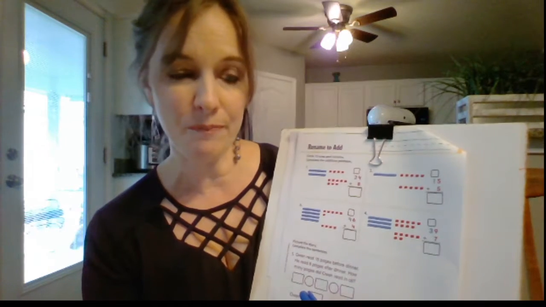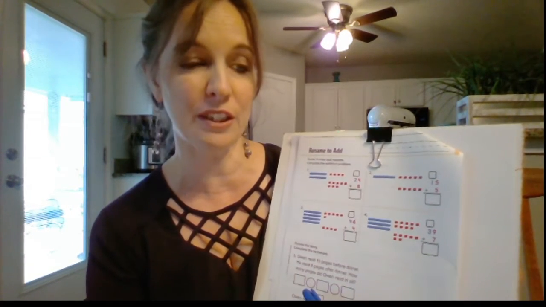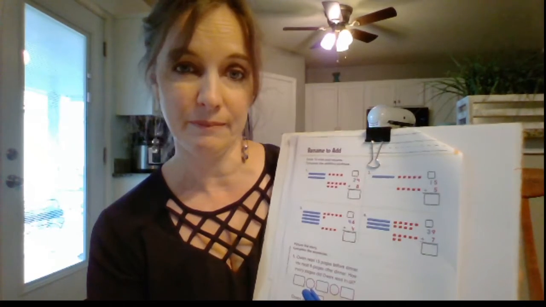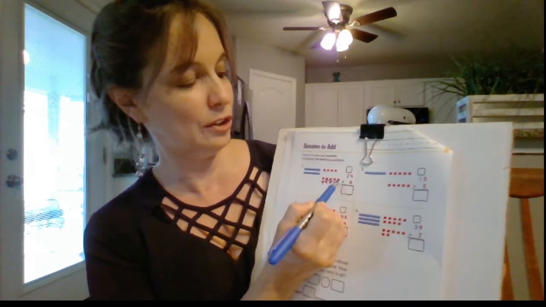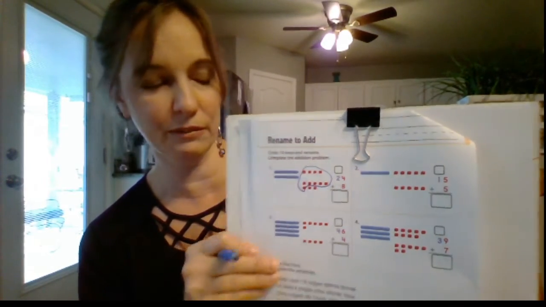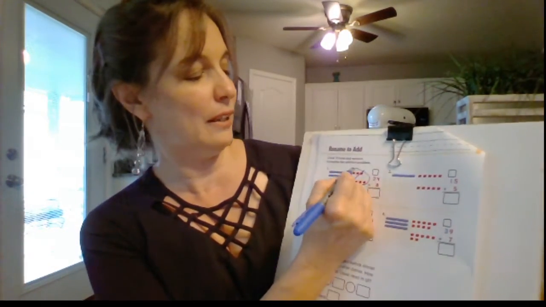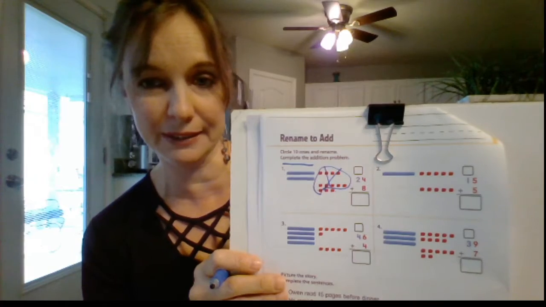But remember, once we get past 9 ones, it can't live in the ones house. We need to trade it out for a what? A 10. Let's see if we can make a 10. 1, 2, 3, 4, 5, 6, 7, 8, 9, 10. Circle 10 red dots, mark it out, and trade it for a stick of 10, because that's where it should be, is in the tens.